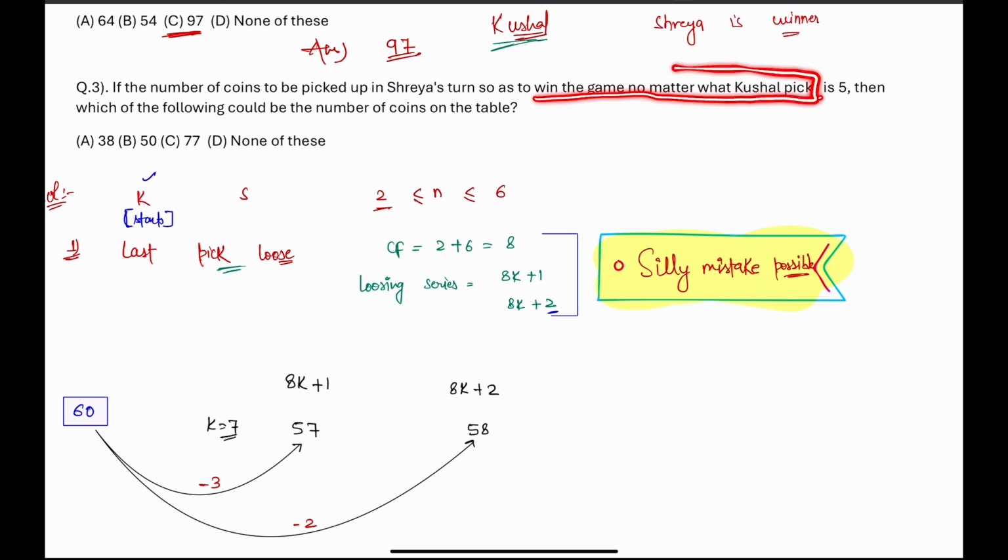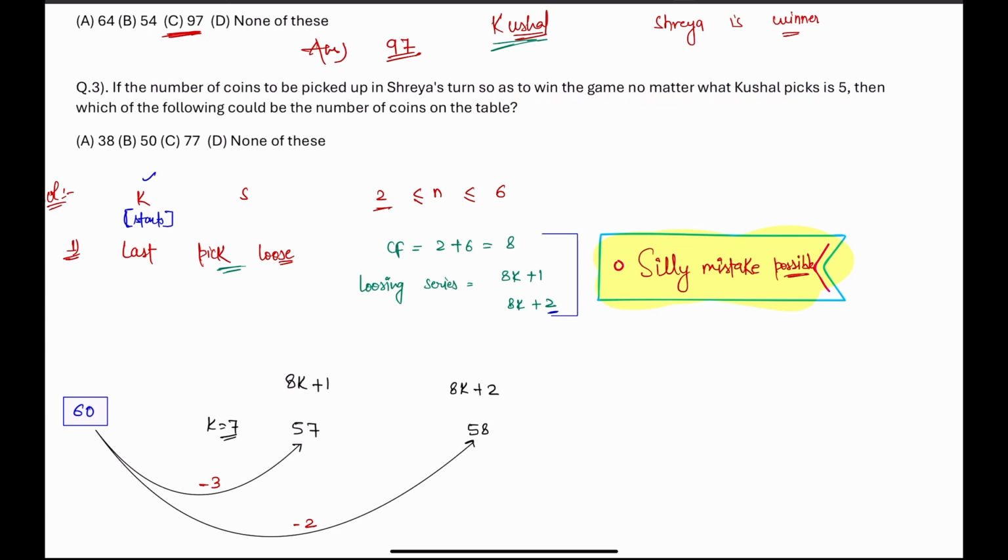If you remove that condition and then try to read: if the number of coins to be picked up in Shreya's turn is 5, and then one more condition is added in between to confuse. It's not that this statement is not useful, it is also useful, but we don't have to get confused. If the number of coins to be picked up in Shreya's turn is 5 so as to win the game no matter what Kushal picks.